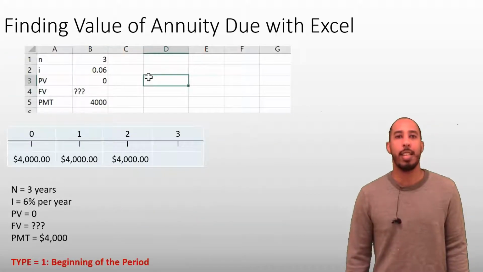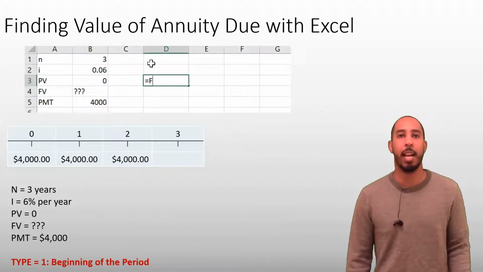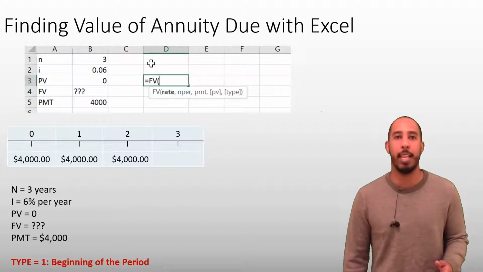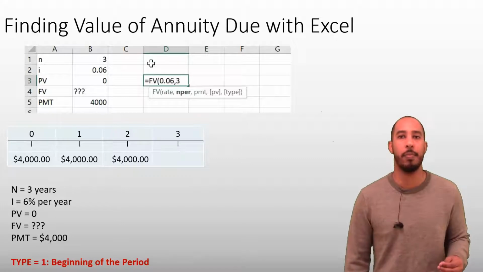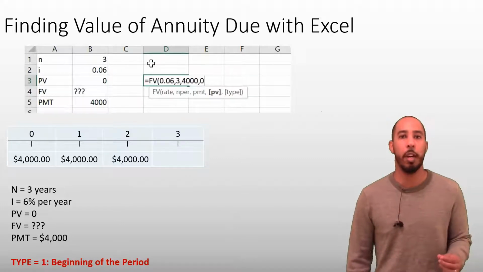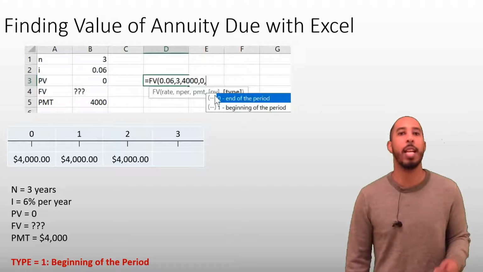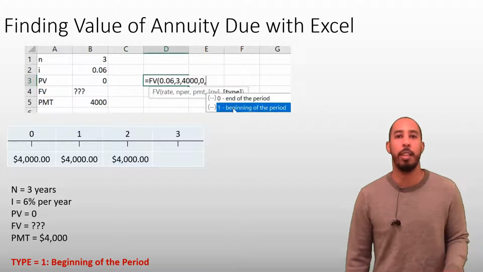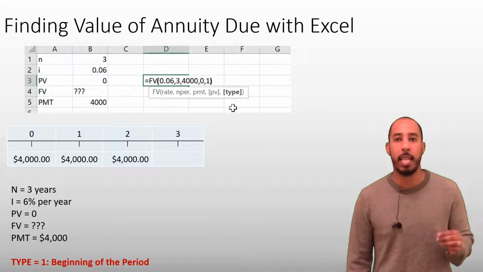So let's go ahead and solve this in Excel too. Just as in the calculator, everything remains pretty much the same. We need to make one tiny modification to one of our function inputs. For type, we're going to switch from the default of 0 to 1. By doing this, we're telling Excel that this is an annuity due and that the cash flows are going to occur at the beginning of each period.